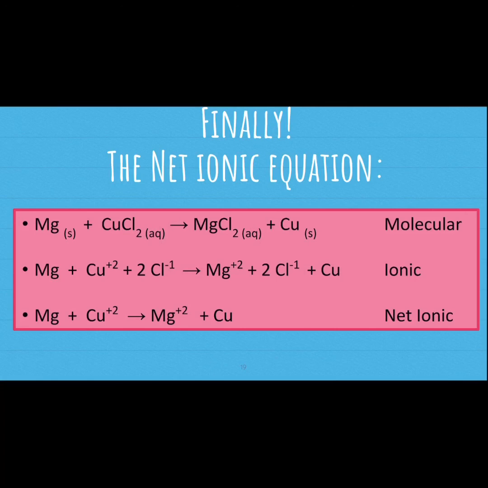Here's where I started out. My molecular equation tells me everything I need to know. The ionic lists the charges and breaks up those compounds. The net ionic simplifies it and gets rid of the spectator ions, the ones that are the same on both sides.